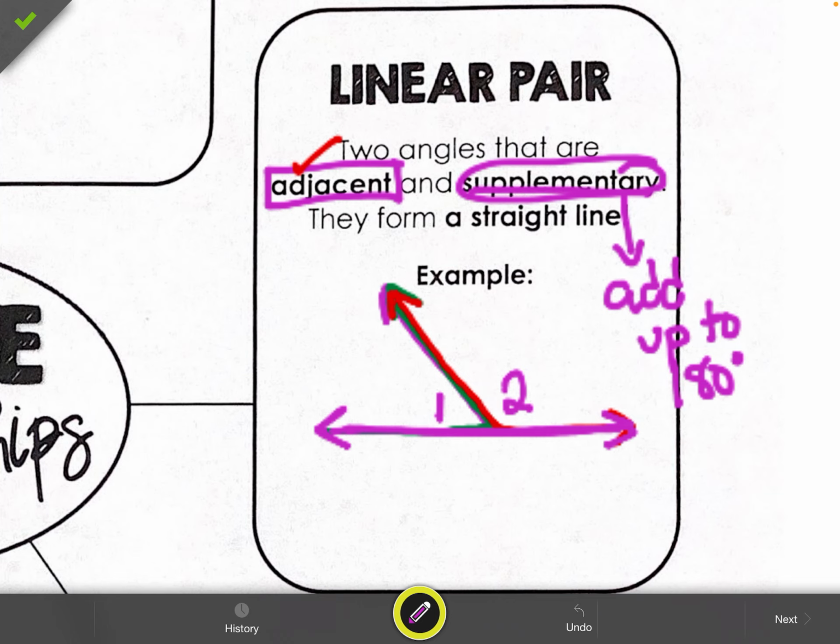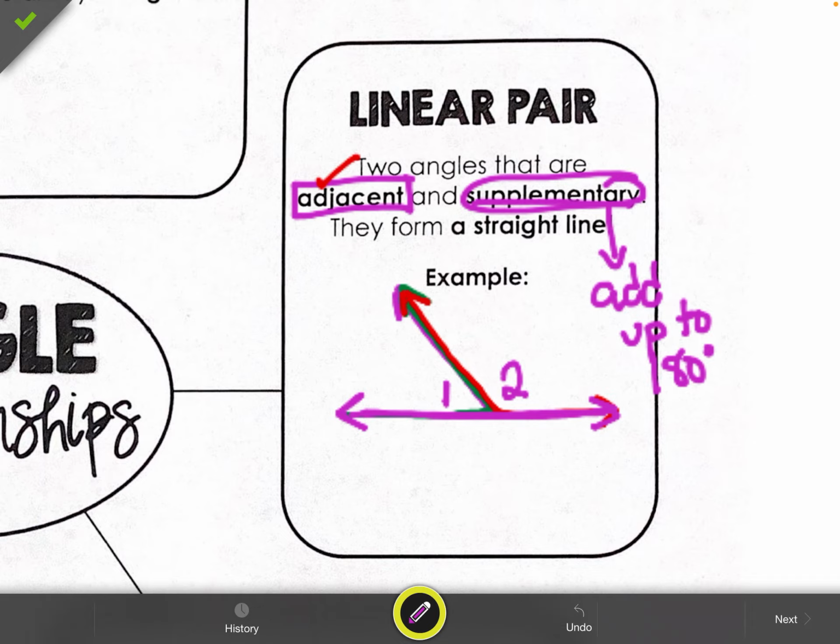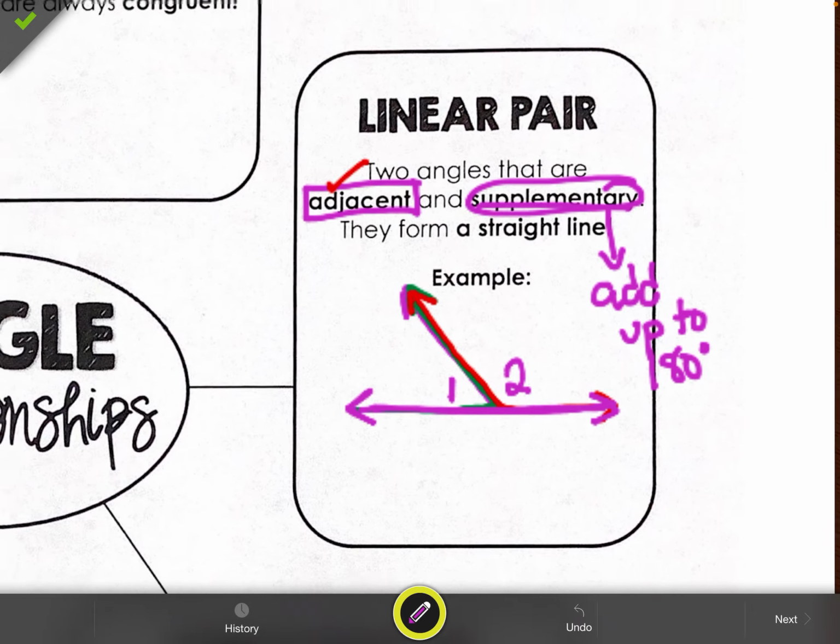Once in a while, they'll just throw linear pair in there, and sometimes people are like, I don't know what that is. Okay, they're next to each other, they make a straight angle or straight line, so they're supplementary, so they have to add up to 180.